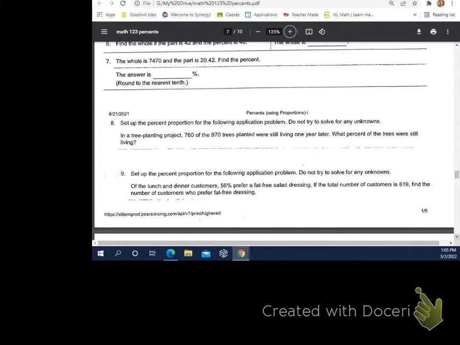So for instance, number 8, if I say 760, notice the word "of," the 970. So 970 is my base number, my whole. And then what percent? So x over 100. And then if the directions say set up, and it even says do not try to solve, okay, so I'm not asking you to solve that. This is as far as I want you to go, to just set it up.